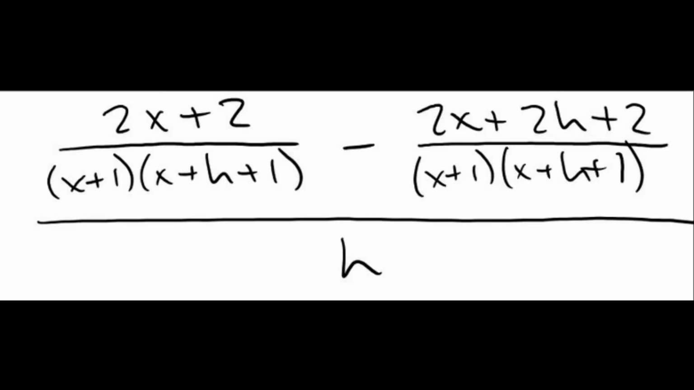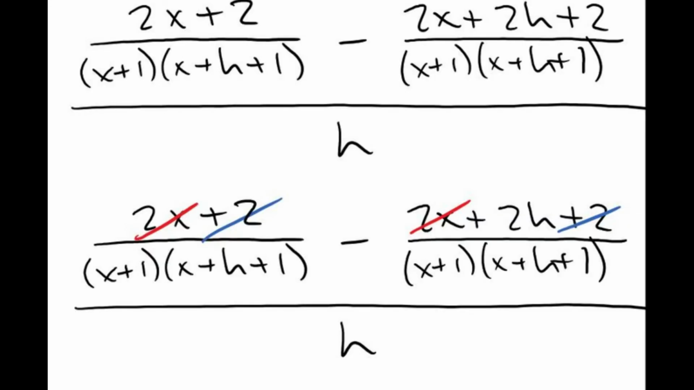Now, this is super awful, but a lot of stuff is going to cancel off for us, which is nice. So the bottom is going to stay the same, but we have 2x, the minus sign's in the middle, and then 2x on the right. 2x minus 2x cancels off. Then we have 2 minus 2, that cancels off. So all we're left with up top is going to be 2h, and that's over the same thing we have on bottom, and that's all being still divided by h.